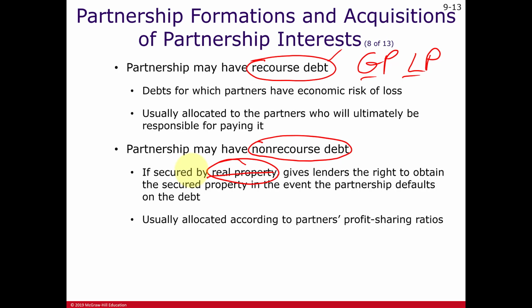But in the case of non-recourse debt, unlike recourse debt, we're still going to allocate the debt among the partners, but according to their profit sharing ratio. So if you're sharing 50% of the profits, half of the non-recourse debt is going to be allocated to you that you can add on to your partnership basis. That doesn't mean that you can use it to claim a deduction, because again, we're going to talk about at-risk rules in the next video.